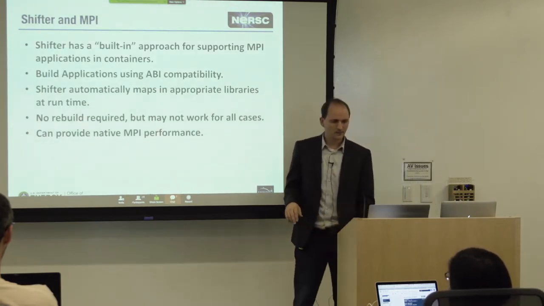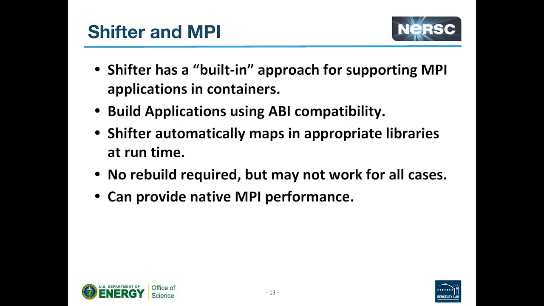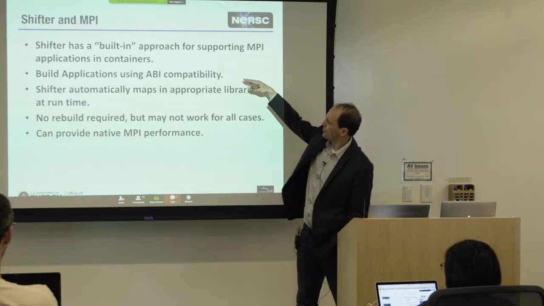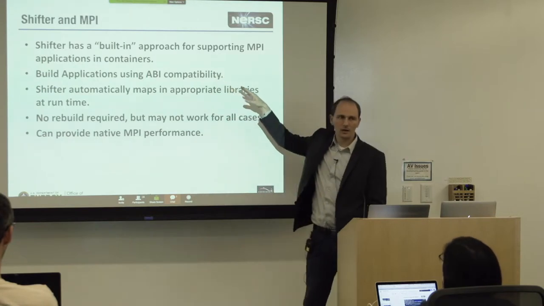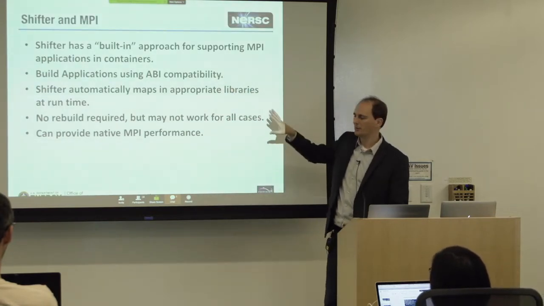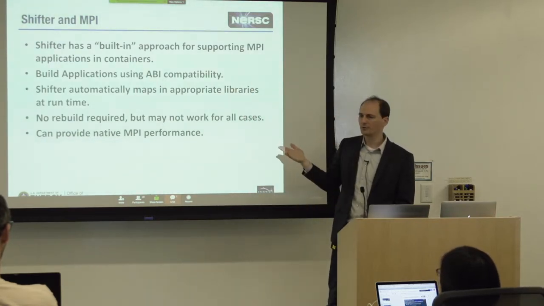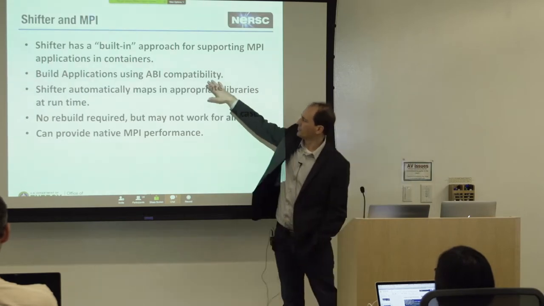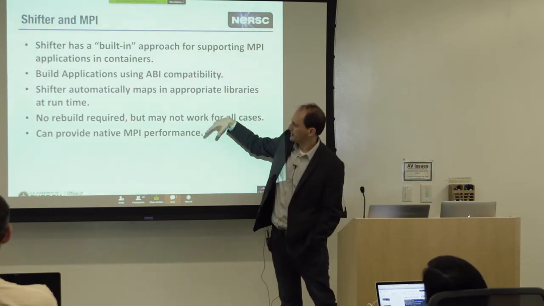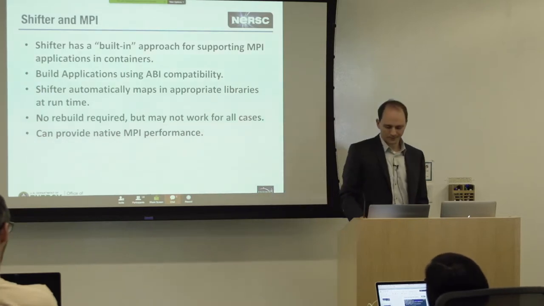Okay, not too bad. So one question people have asked is, can you use Shifter and containers and run MPI applications? And the brief answer is yes. We have support that's built in to help you do this, and I give an example of building an image with MPI support in it. Under the hood, we map in the libraries that are optimized for the Cray. So the only thing you really need to do is build it with a relatively new version of MPICH, and behind the scenes we'll bring in the right libraries, and you'll get native performance.